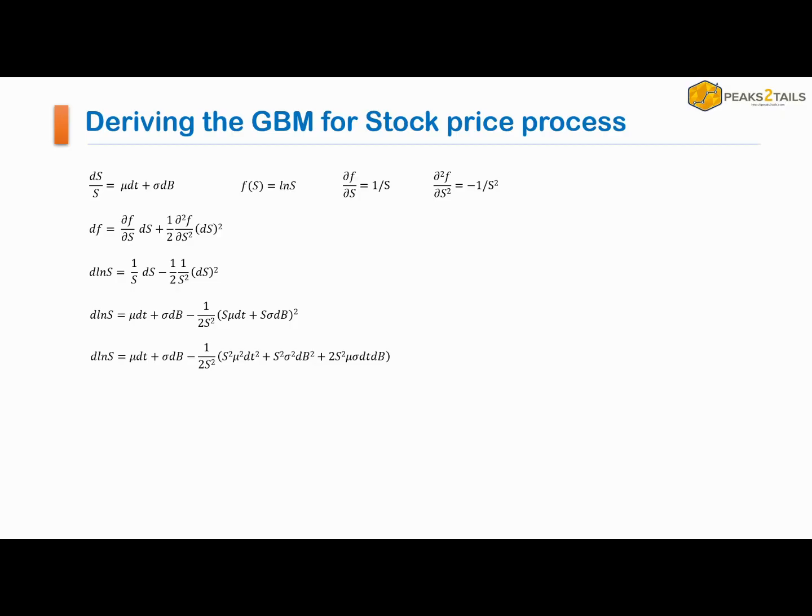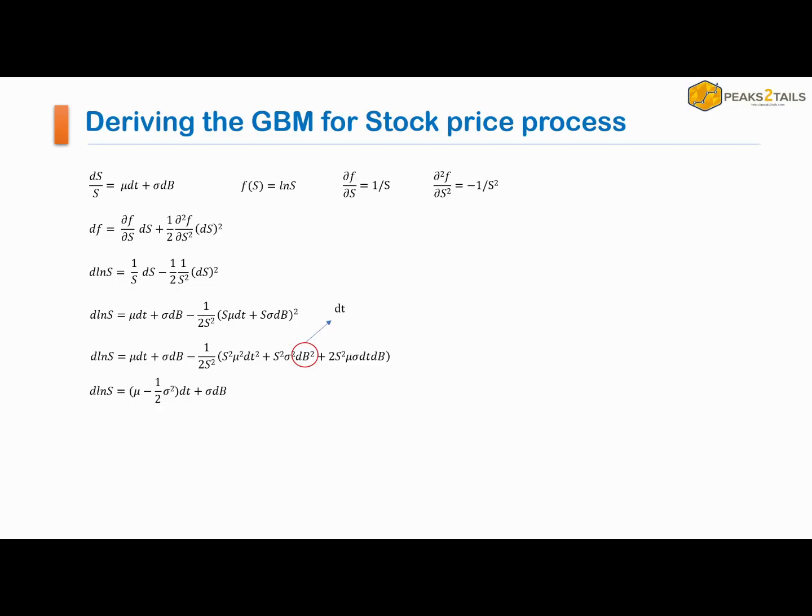Now we look at the terms which we should keep, which are significant in the time interval dt. All right, so we immediately know that dB square is dt, so that we have to keep. The other two terms, one is dt square, which we will ignore, and then the third term is dt times dB, which has an order of dt to the power 3 by 2. That also will get ignored. So collecting the dt terms, we have mu minus half sigma square times dt plus sigma dB. This is the SDE for log of stock price.